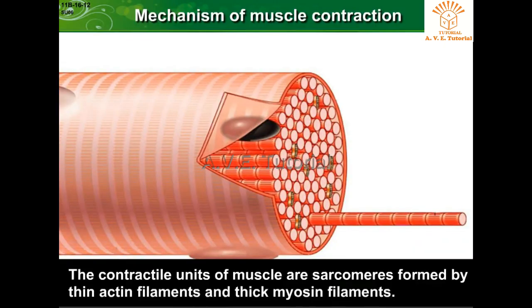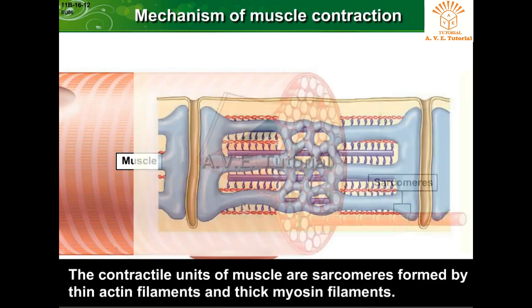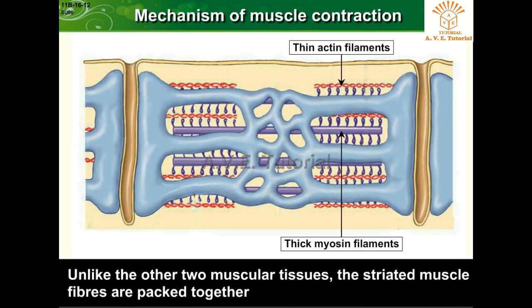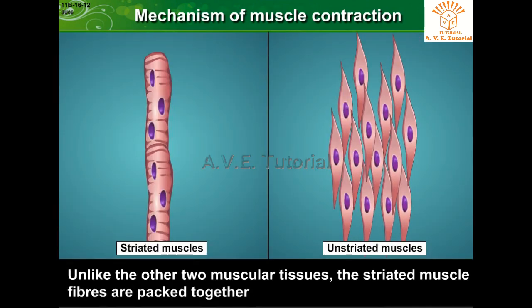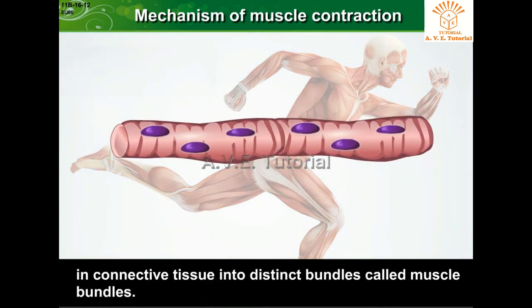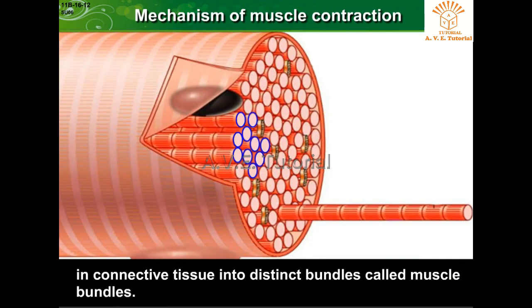The contractile units of muscle are sarcomeres formed by thin actin filaments and thick myosin filaments. Unlike the other two muscular tissues, the striated muscle fibers are packed together in connective tissue into distinct bundles called muscle bundles.